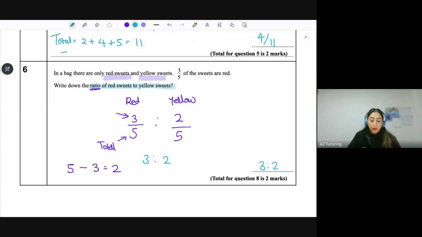So this is why it's important to look at what the question is asking you. So you don't want to end up writing the fraction form and losing out on a mark because it is a 2 marked question, 2 marks that you can get.